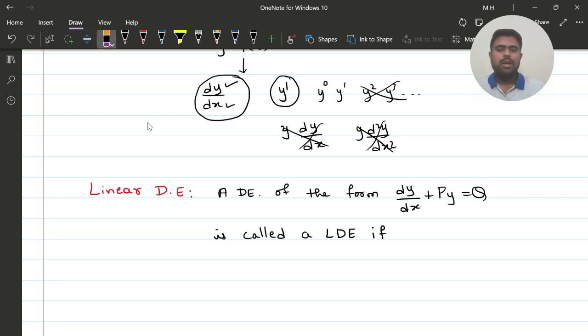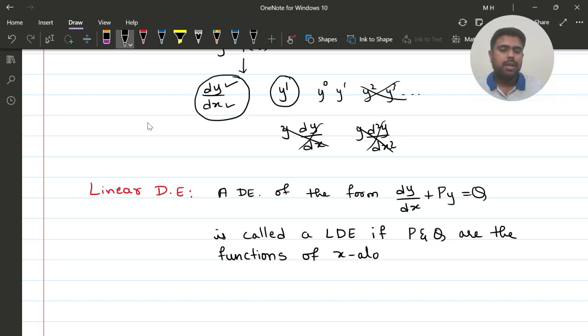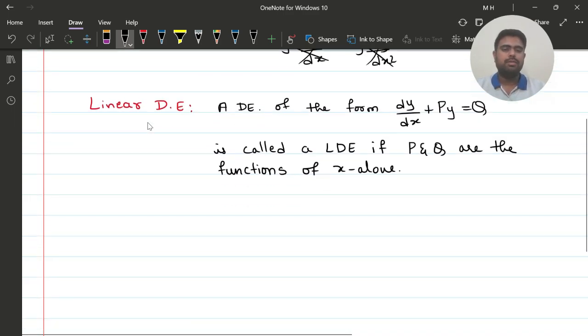Therefore a linear differential equation is defined as a differential equation of the form dy by dx plus Py equal to Q, called a linear differential equation if P and Q are functions of x alone. In P and Q, y does not appear at all. Such a differential equation is called a linear differential equation. So what is the standard form of a linear differential equation? It is dy by dx plus Py equal to Q, where P and Q are functions of x.